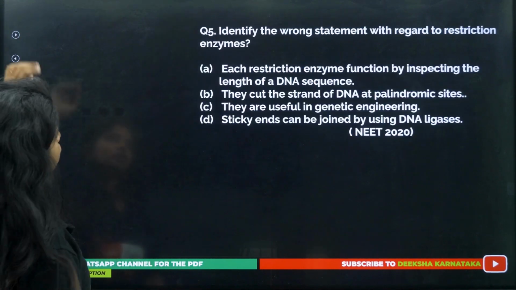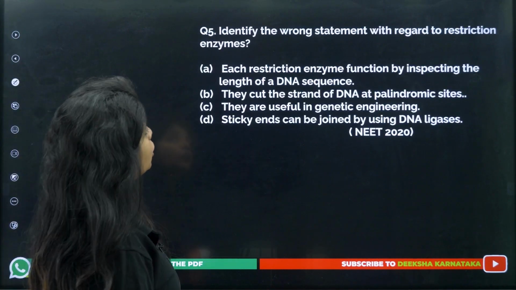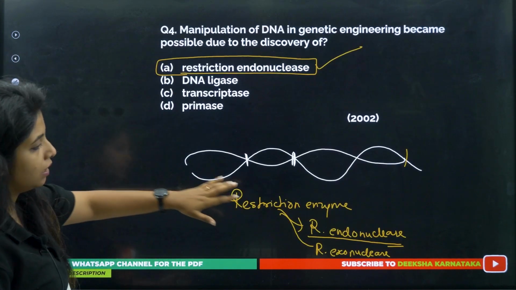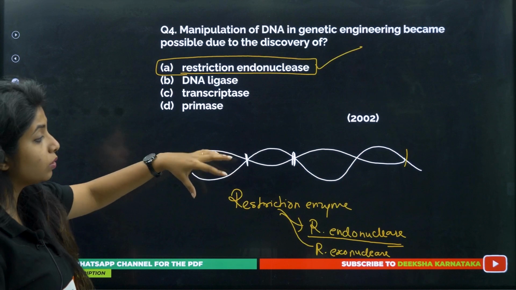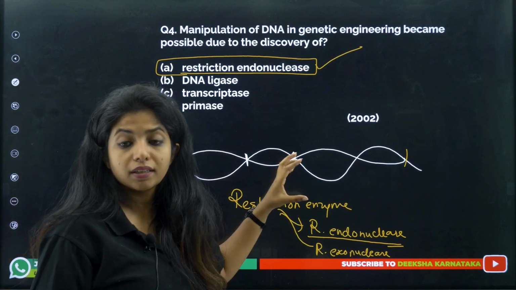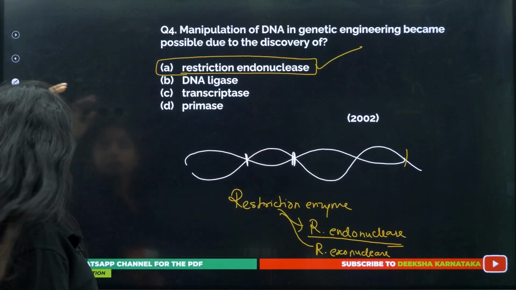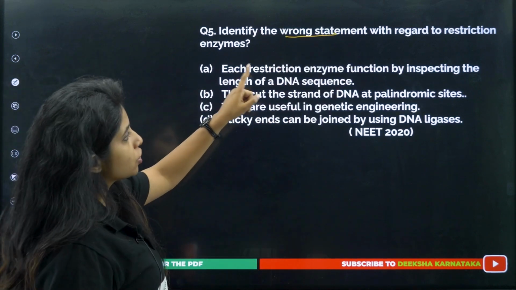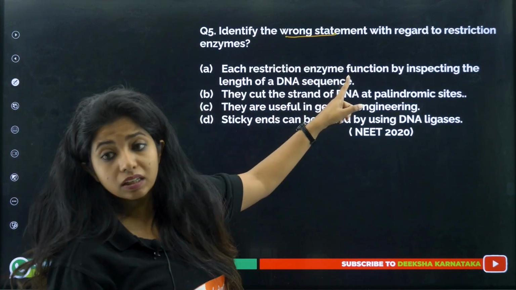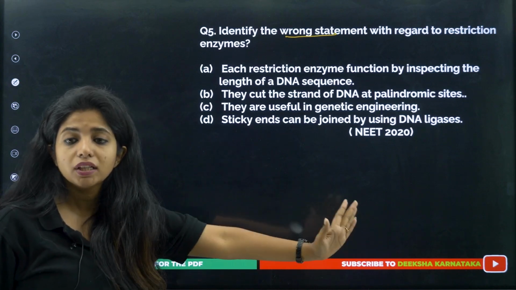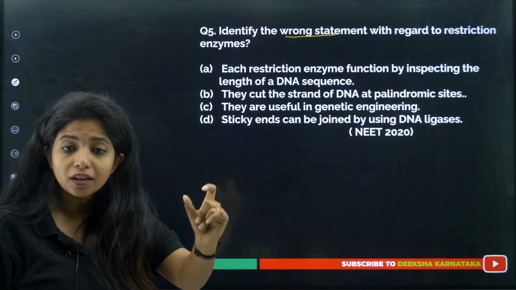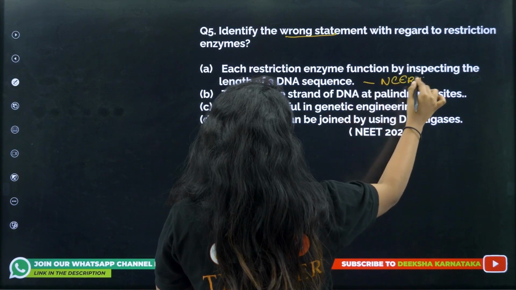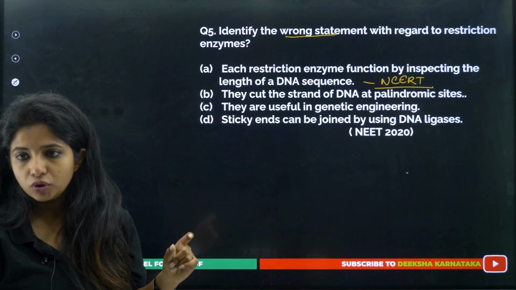Cool. Now, next question. Identify the wrong statement with regard to restriction enzymes. Okay, how do they work? There are different types of restriction enzymes. Now, the question is, what is the actual method of their working? Each restriction enzyme functions by inspecting the length of a DNA sequence. Yes, it does inspect the whole length of the DNA sequence, and this is a direct line from your NCERT, and children definitely tend to not pay attention to this detail. So, this is a very important thing.